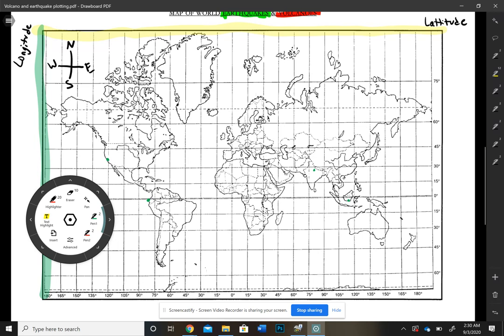14 south, 121 east. Okay, so I'm like right under this one, but right above this one. Right here. Which is not on a continent, and that's okay. Not all earthquakes actually happen on continents. It's just we feel them when they're on the continents. All right, so that is our first 5 of the earthquakes. Let's do volcanoes.